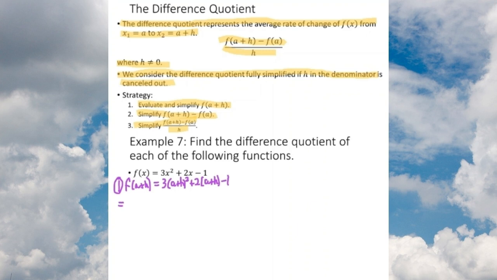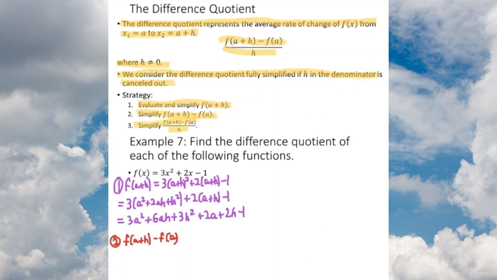First, we'll expand the a plus h squared using our special formula. We have a squared plus 2ah plus h squared. Then we'll distribute. First, distribute the 3 into the a squared plus 2ah plus h squared. Distribute the 2 into the a plus h, and there's our f of a plus h. Unfortunately, there's no like terms to collect, so that's as simple as we can make the f of a plus h. Now we can move to step 2.